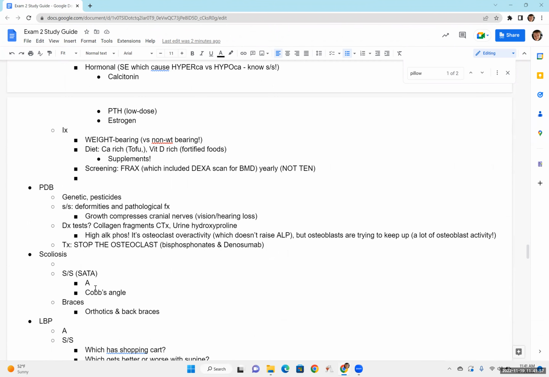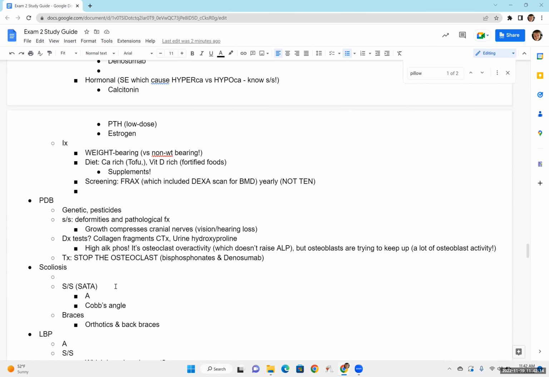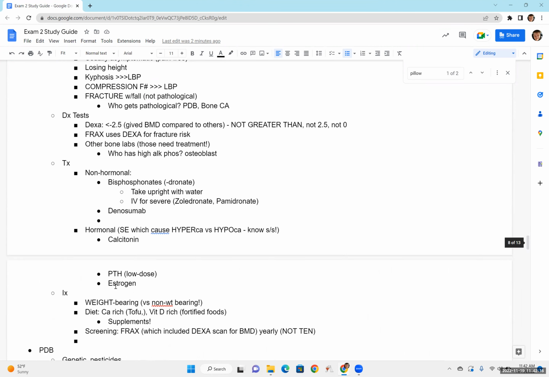Scoliosis. Got some pictures of braces and what's recommended for scoliosis. What tells you have scoliosis? What are some signs or symptoms that you have for scoliosis? Right, this is uneven, that's uneven. This is kyphosis and lordosis or not. Right. Orthotics and back braces. What else?